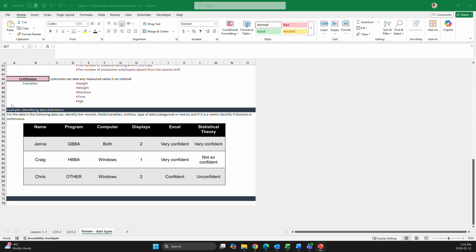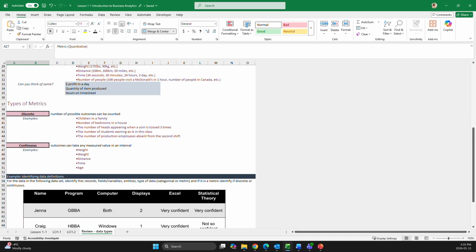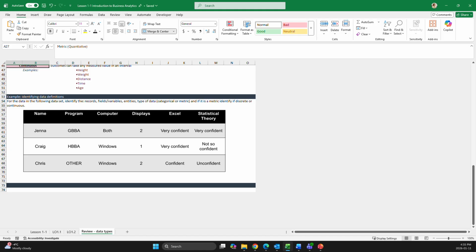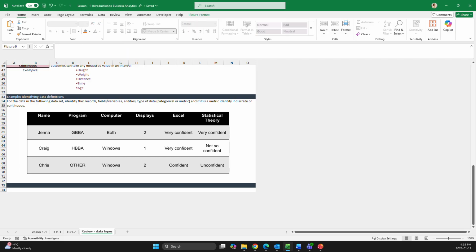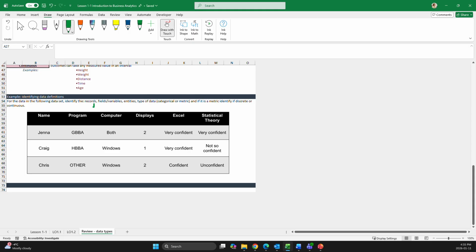For this example, what we want to do is talk about these various definitions where we can name them in this data set, and for each of the variables, identify if they are qualitative or metrics. For the metrics, we can also say if they're discrete or continuous. Okay, so first, this whole thing would be called the data set.